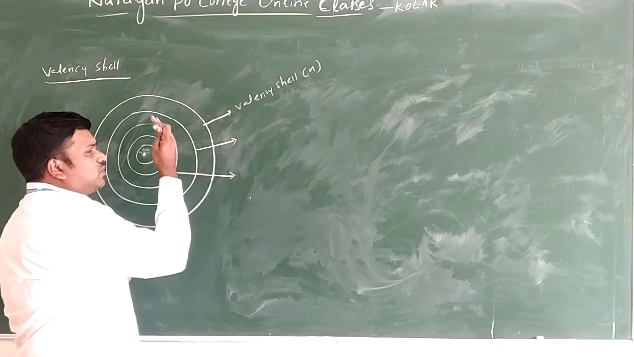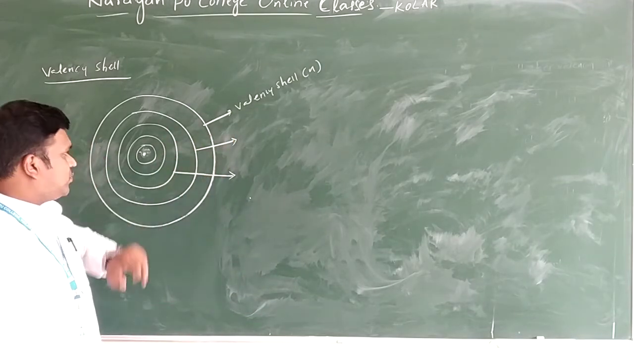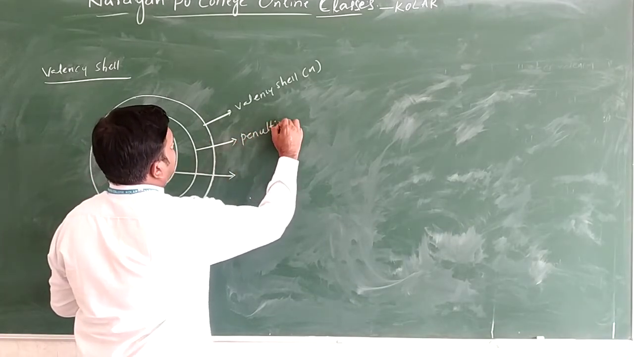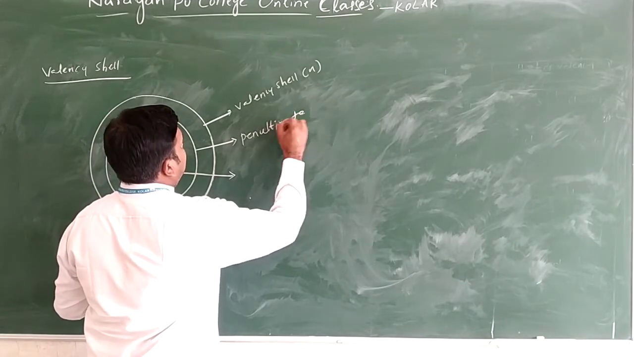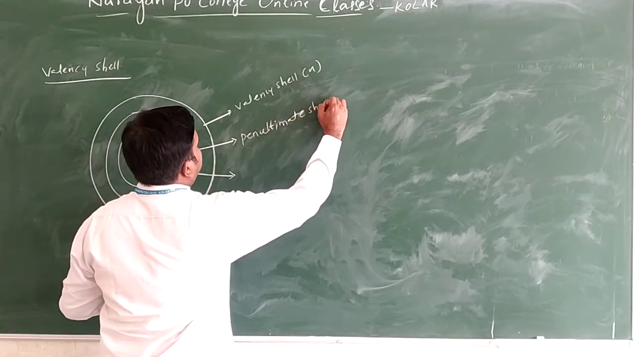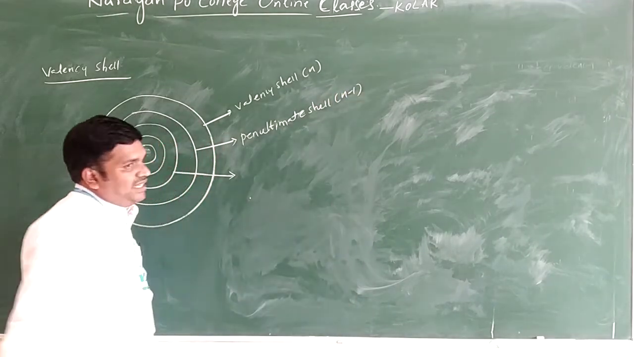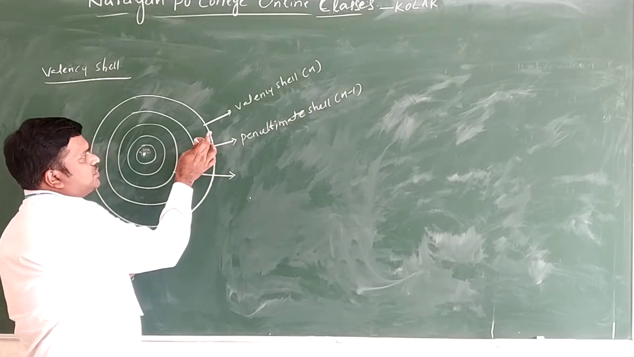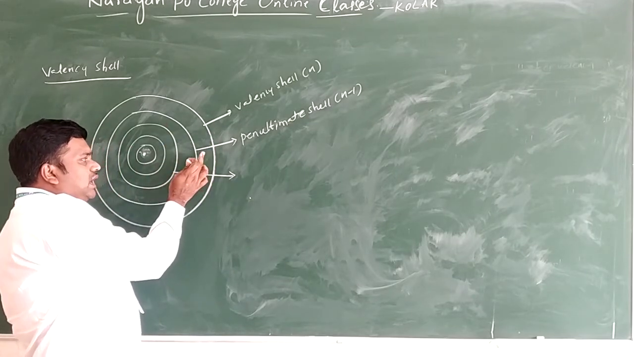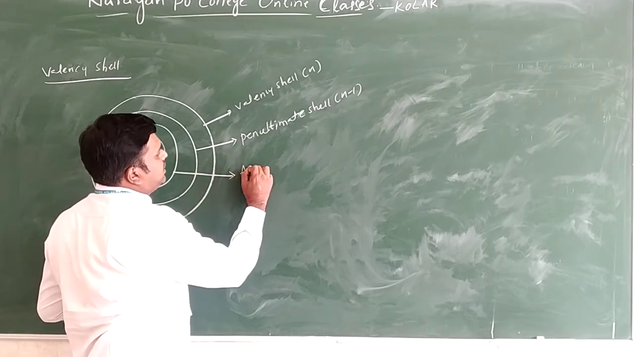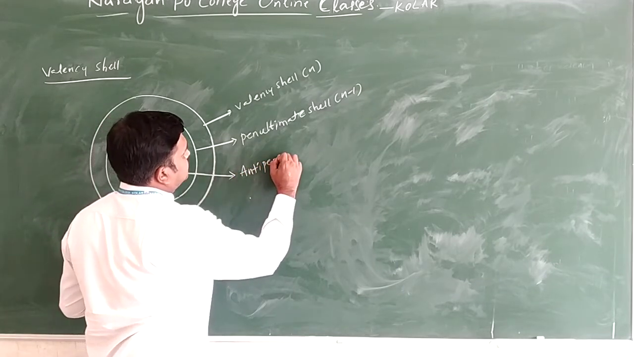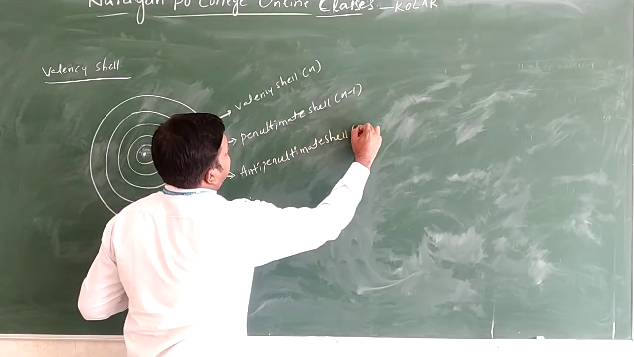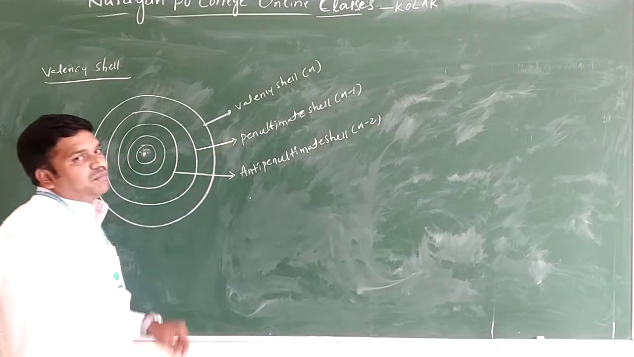The shell just before the valency shell we are calling as the penultimate shell. It is denoted by n minus 1 only. And the shell just before the penultimate shell, what shell do we have? Anti-penultimate shell. It is represented by, generally we are using n minus 2 only.